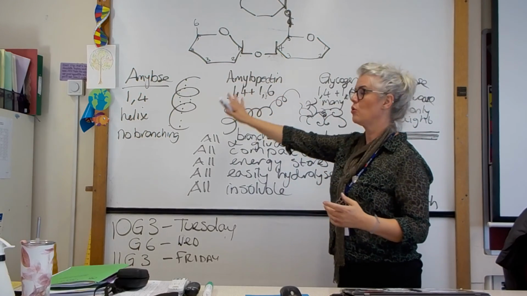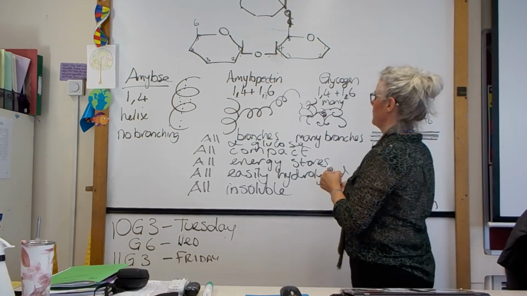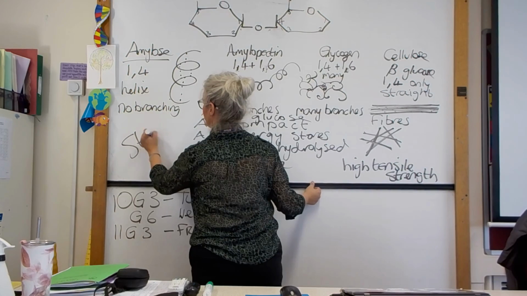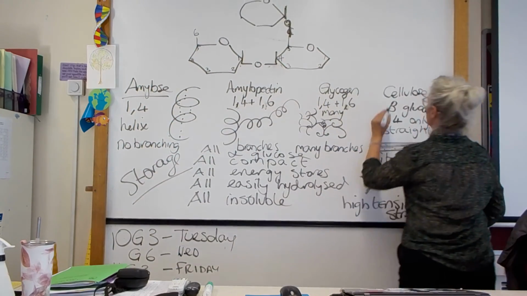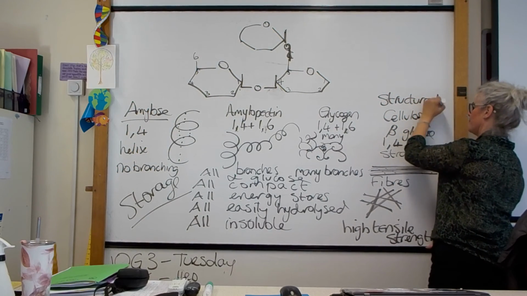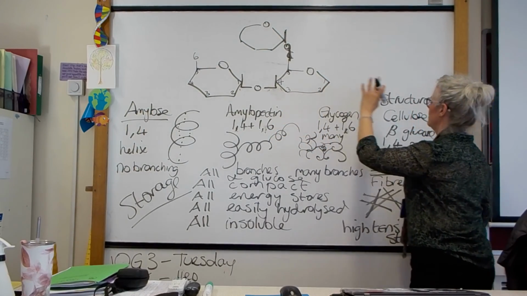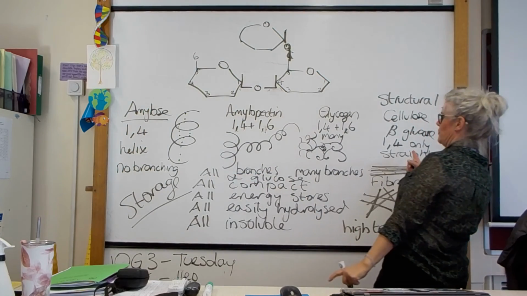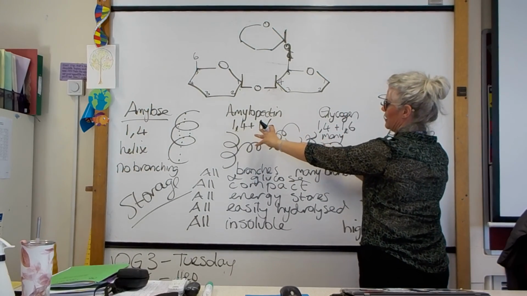So these are all storage, energy storage molecules. This one is structural. So these ones are kind of storage. And this one is structural. Okay? So they are all alpha. This is beta. That one and the end one are 1,4 bonds only. The two in the middle are 1,4 and 1,6.